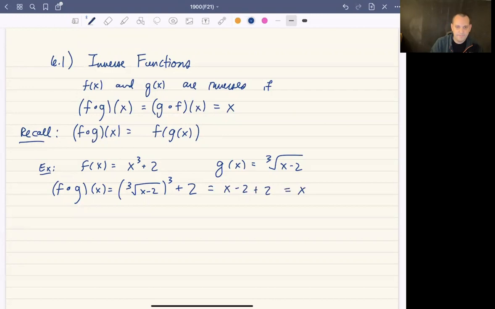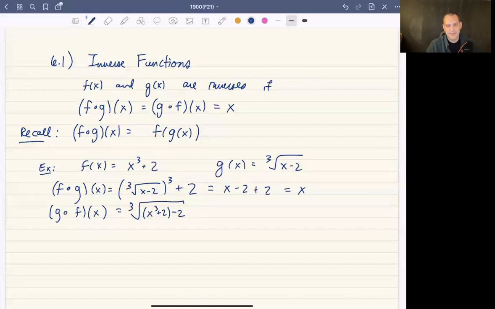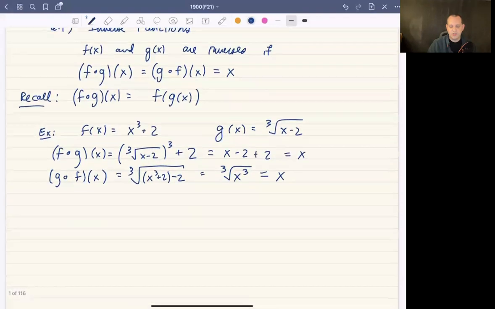And that's x. And likewise, when you compute g composed with f of x, you end up with the cube root of x cubed plus 2 minus 2. You take f and plug that in for x in g. So you end up with the cube root of f minus 2, f of x being x cubed plus 2. And this works out to be the cube root of x cubed, which is also just x. And so these two functions are inverses.